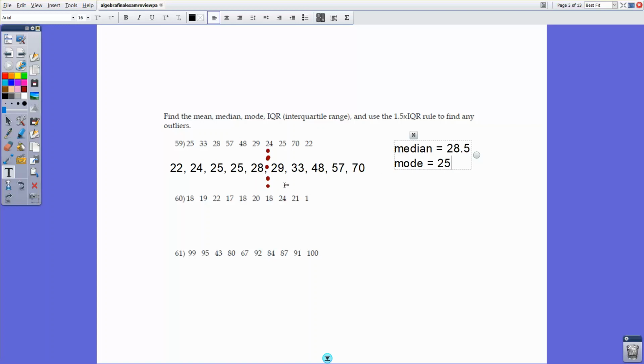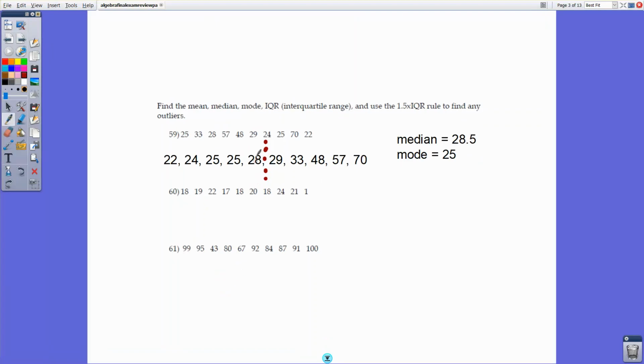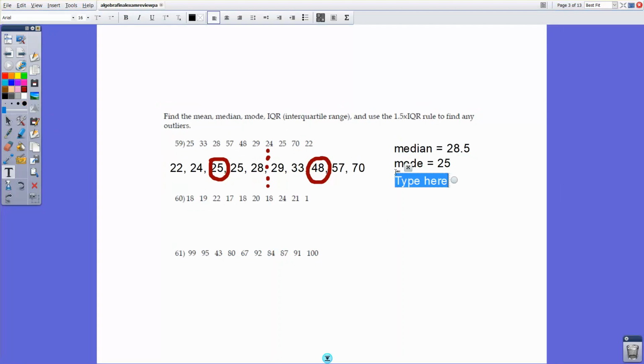And then we will have to find the IQR. So we're going to actually have to use the quartiles in this case. So in this case, the first 5 numbers would form the first half. The first quartile would be right here. So our first quartile is 25. And then over here, our third quartile is 48. So our IQR is 48 minus 25. So IQR equals 23. And then 1.5 times the IQR in this case would be 34.5.